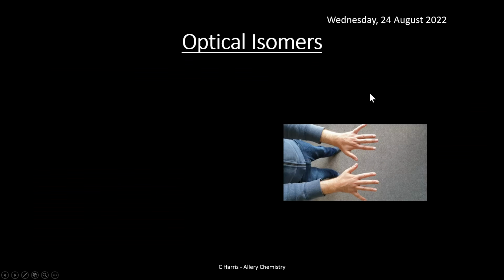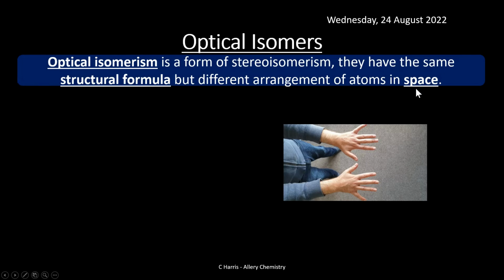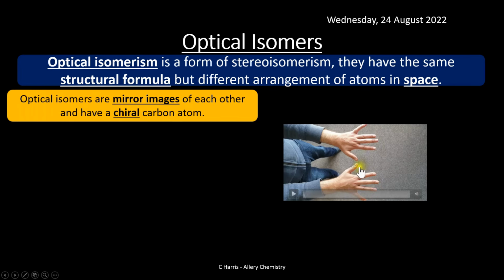Right, so let's have a look at some optical isomers. This is another type of stereoisomerism. So there's two types: you've got cis and trans, and then optical isomerism. Now you'll do a lot more of this in year 2, but this is just introducing it. Optical isomerism is a form of stereoisomerism, and they have the same structural formula but a different arrangement of atoms in space. I'll show you with my hands in a moment. I hope it works, actually.